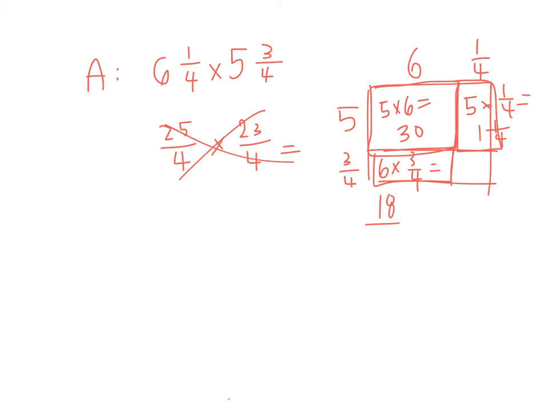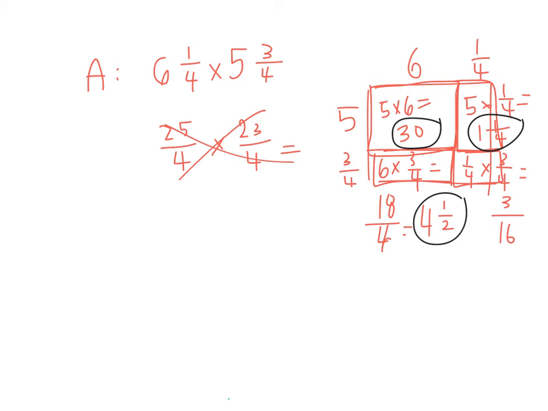To find this part, we do 6 times 3/4, which is? 18 over 4, which is? 4 and 2/4, or 4 and 1/2. To do this part, we do 1/4 times 3/4, which is 3/16. So to find the total area of window A, we do 30 plus 1 1/4 plus 4 1/2 plus 3/16.